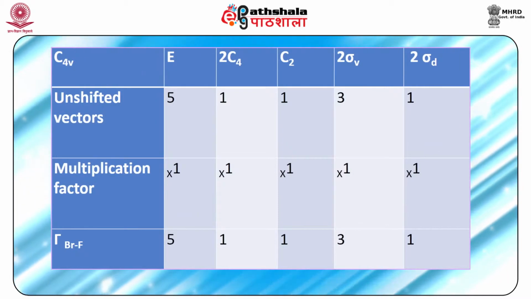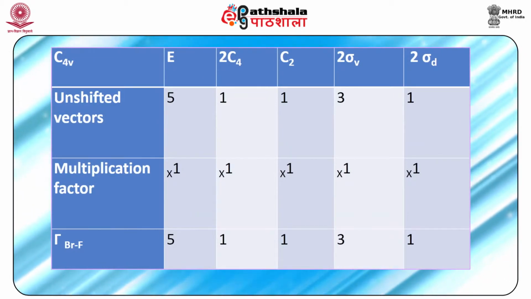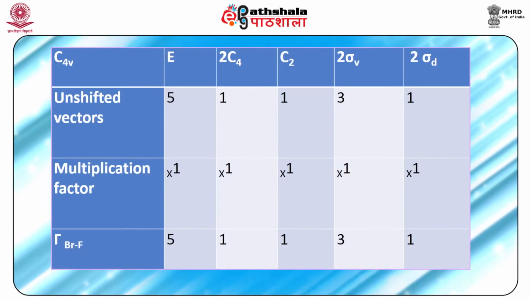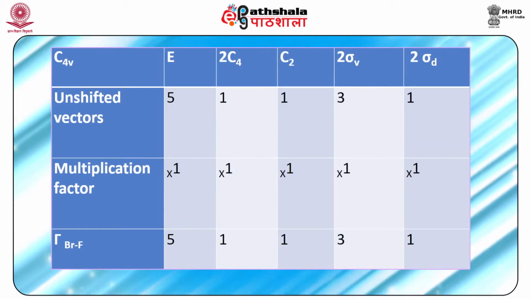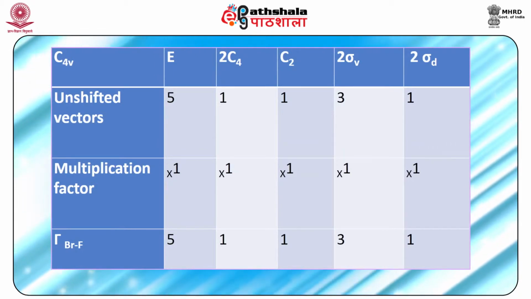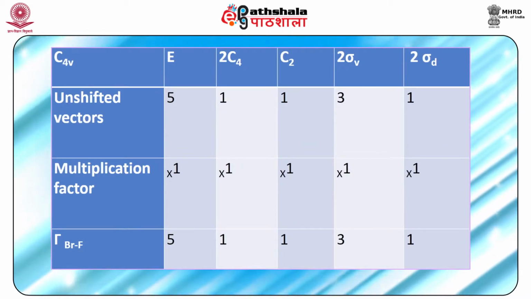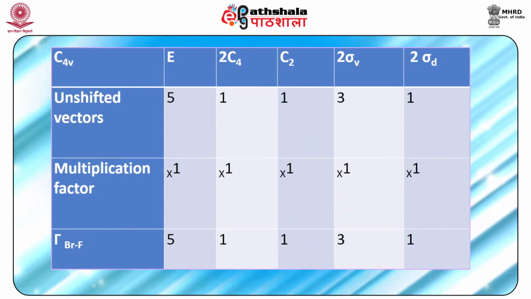Now, in this C4v point group, the results are summarized in this figure, and you can verify yourself that these are correct. After seeing how many bond vectors are shifted, how many are not shifted, and how many are not shifted and only the direction is changed, we can give the result as summarized in this.